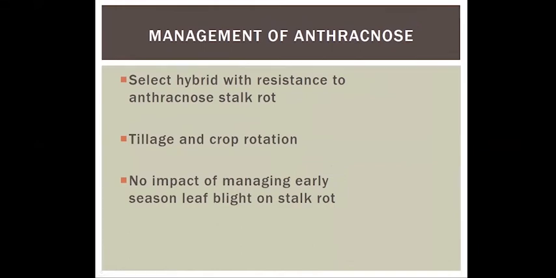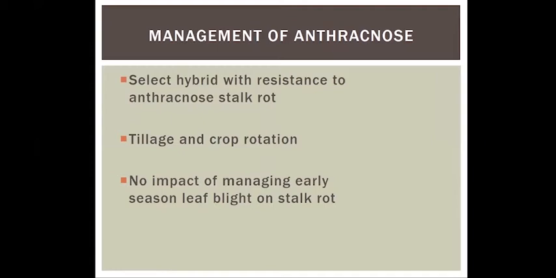Now, anthracnose is different from gibberella and fusarium, where typically we're going to be talking about rotation and tillage being important for management. With anthracnose, we also have hybrids that have some actual resistance to Colletotrichum, or anthracnose stalk rot. So if you do have a history of anthracnose, you can select hybrids that have better resistance scores for that disease, and that can really help manage it.